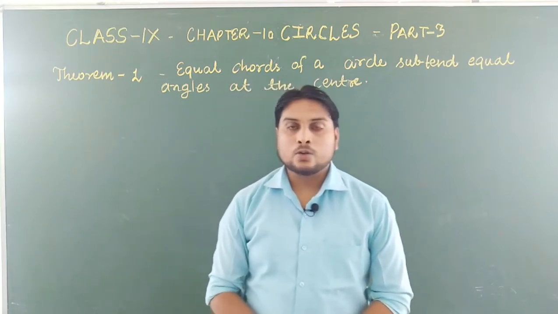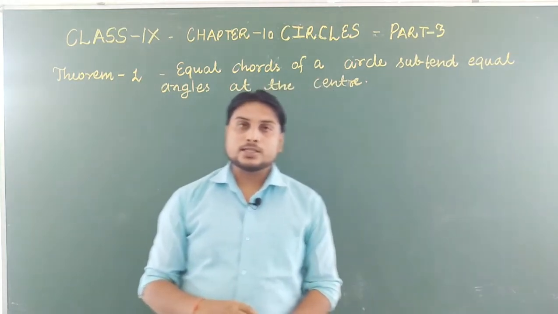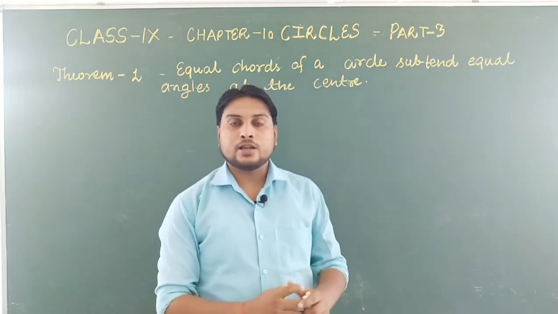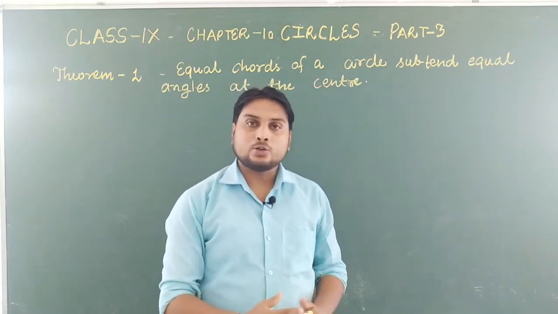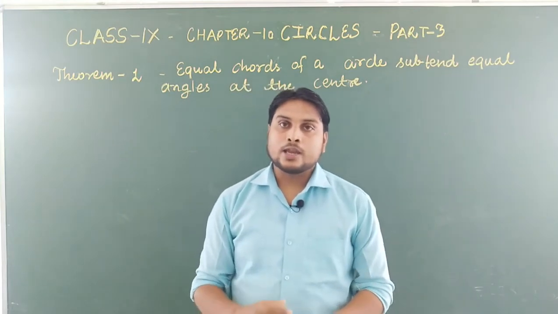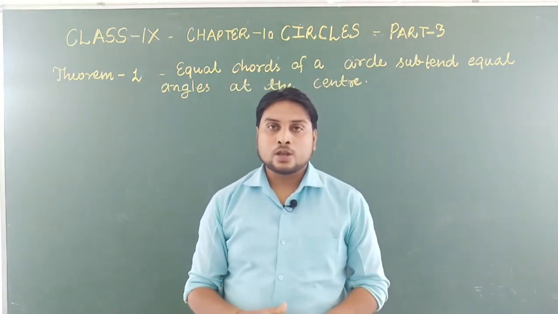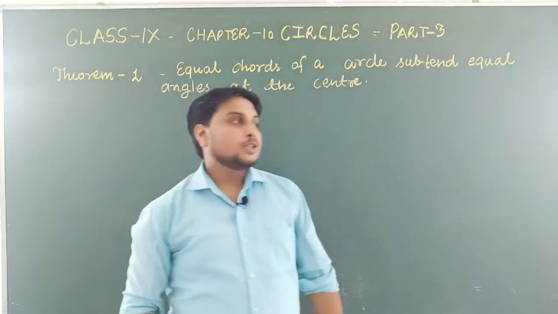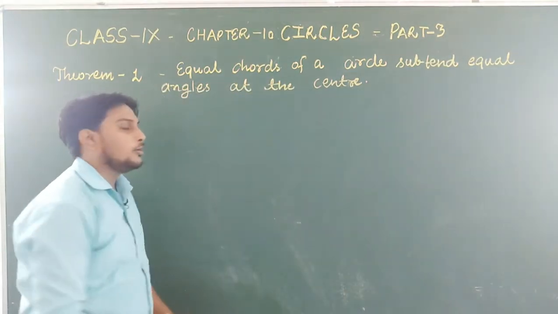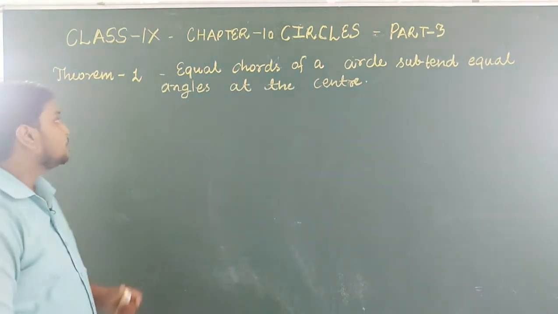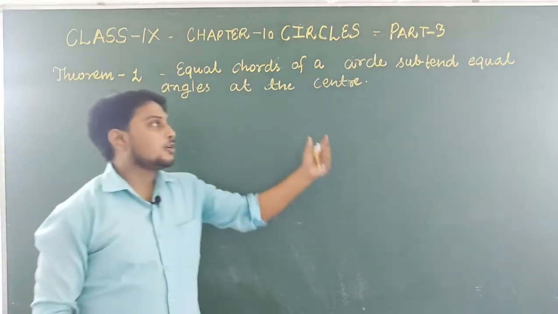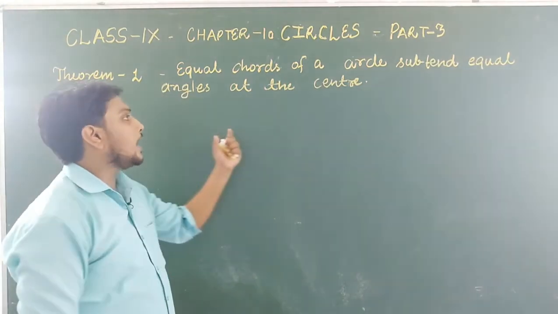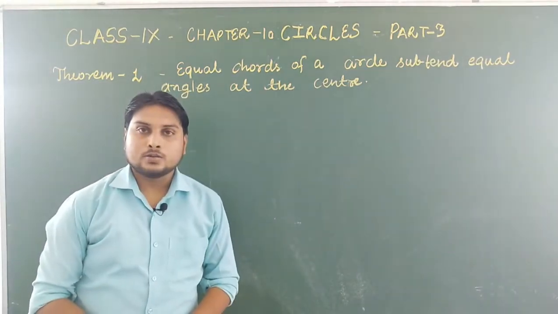In this part, students, we shall discuss the theorems 1 and 2 which are given in NCERT. And on the basis of this, we will see exercise 10.2. So students, the first theorem of this chapter is what? Equal chords of a circle subtend equal angles at the center.